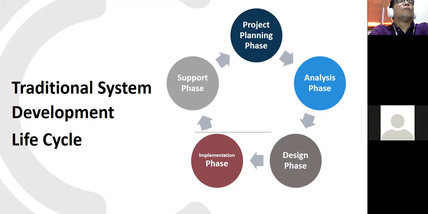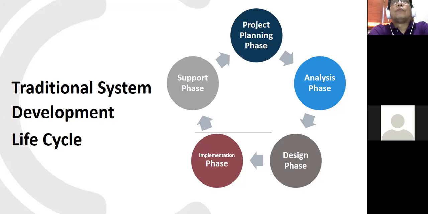Next, we now move on to the traditional system development life cycle. In the traditional system development life cycle, there are actually five phases or five stages. The first is the project planning phase. The second stage is the analysis phase. The third is the design phase. The fourth is the implementation phase. And the fifth is the support phase.